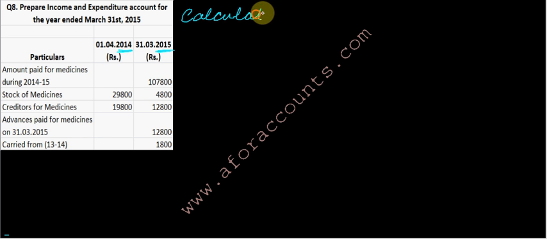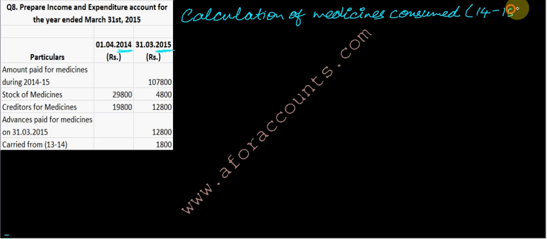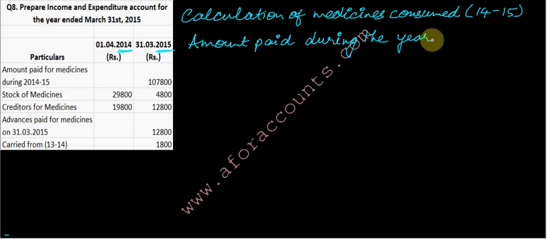Calculation of medicines consumed during your 14-15. Okay. Amount paid for medicines during 14-15 is this. So, amount paid during the year is 107,800.